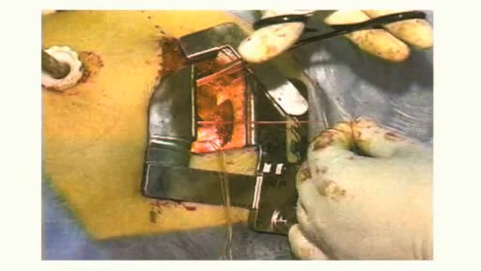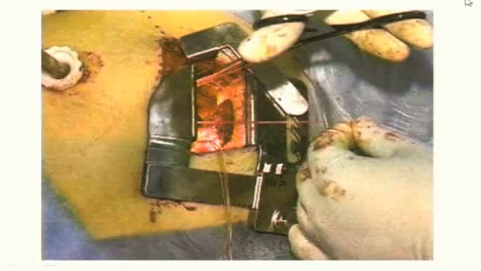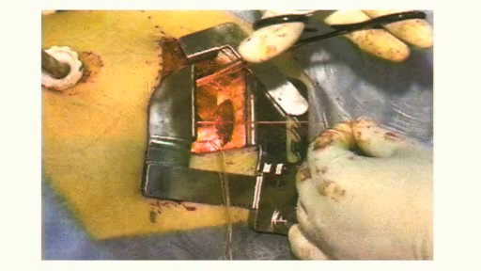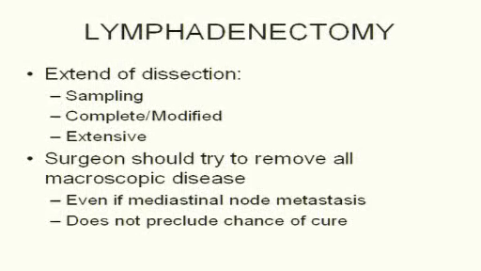So another way to approach this problem is to do a hybrid technique. You do a mini thoracotomy with a telescope. So you don't do a huge incision, you do a small incision, with less pain, but you do a good lymph node dissection. Lymph node dissection, as I mentioned, is very important. You can just do a sampling, where you take a few nodes, or you can try to remove all the lymph nodes.